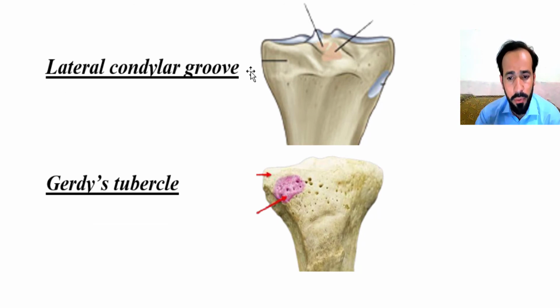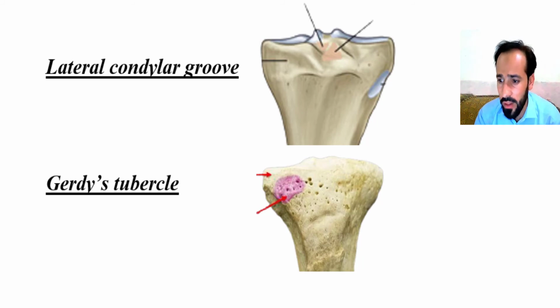Now the next important feature in the upper end of the tibia bone is the lateral condylar groove. If you watch the lecture a little bit previously, you will see that I have discussed the medial condylar groove. So this is the medial condylar groove, and here you have the lateral condylar groove, because this is the lateral side of this tibia bone. Here will be the fibula bone, and a groove is found in the lateral condyle. That's why we say this is the lateral condylar groove.